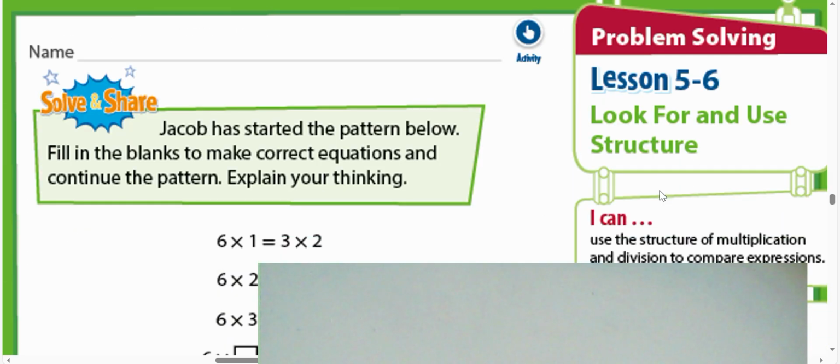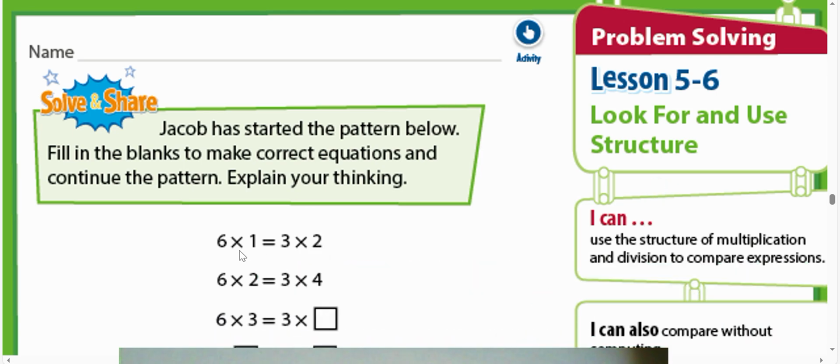Problem solving, lesson number 6, Topic 5. Look for and use structure. Look at this example. 6 times 1 is equivalent to 3 times 2. 2 times 6 equals 3 times 4. 6 times 3 equals 3 times 4. Okay? We can use the commutative property to find the answer.